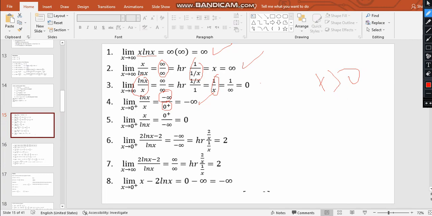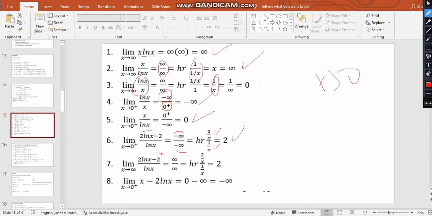Here, limit as x tends to 0 plus, it's 0 plus over minus infinity, so 0, because a number over infinity is 0. If you have limit as x tends to 0 plus, it is minus infinity over minus infinity. We do L'Hospital's rule, derivative over derivative. So 2 over x over 1 over x, so it is 2.